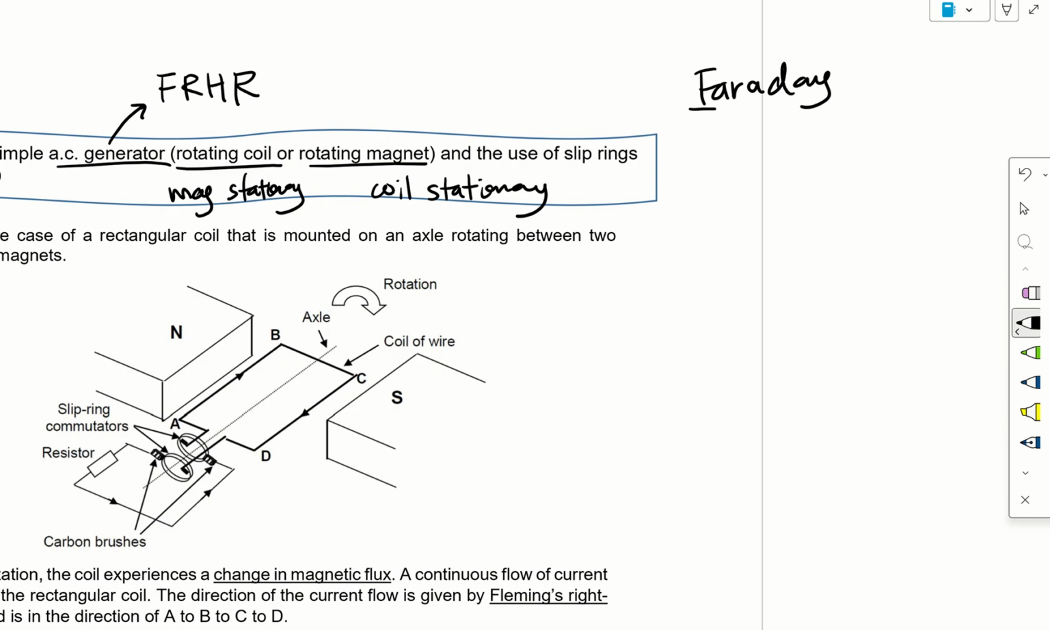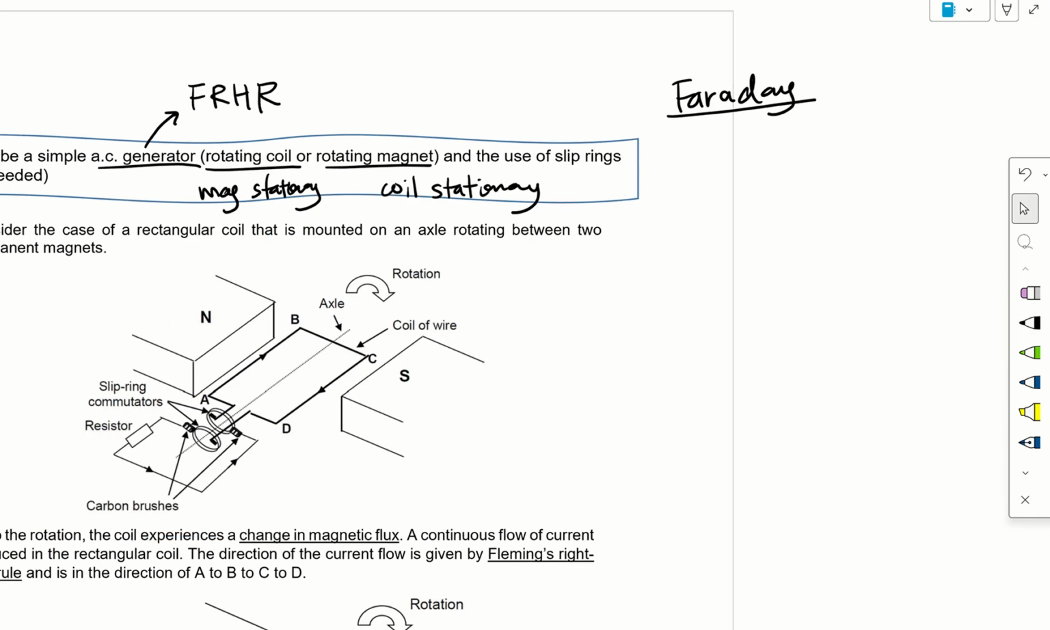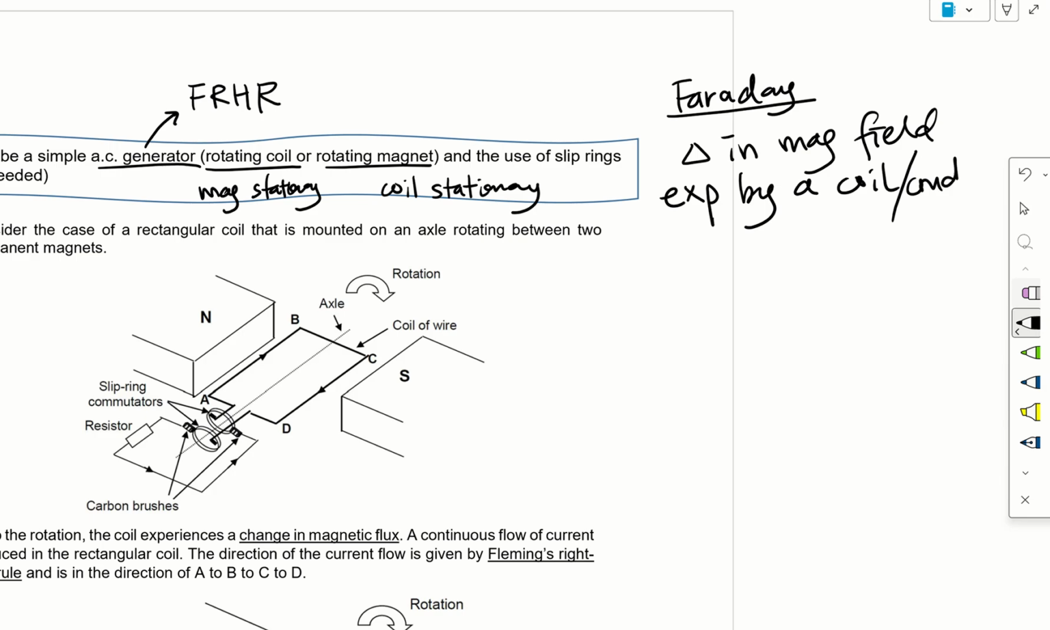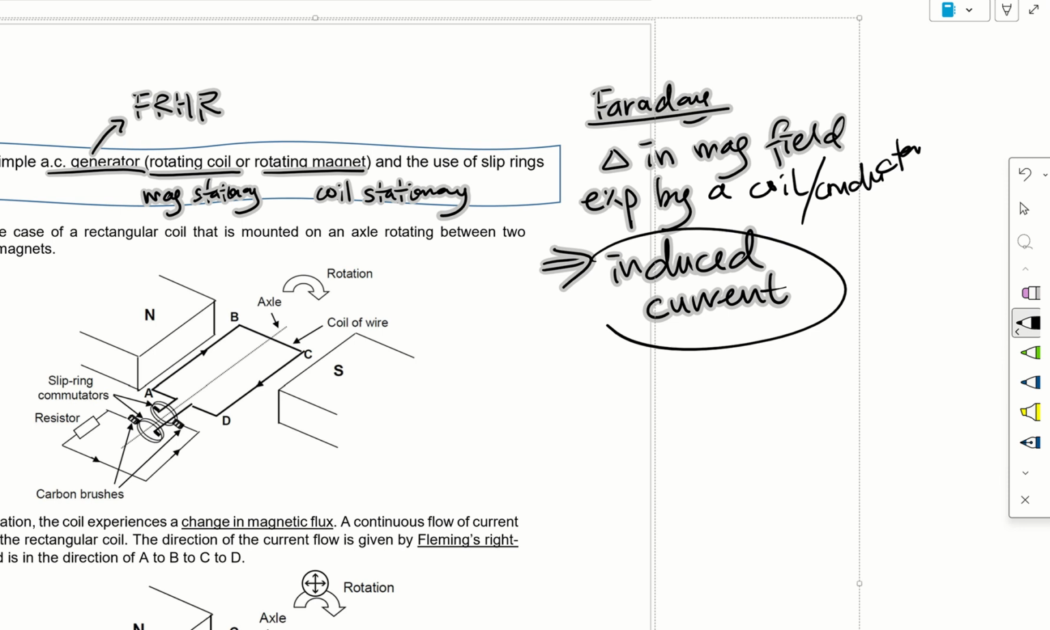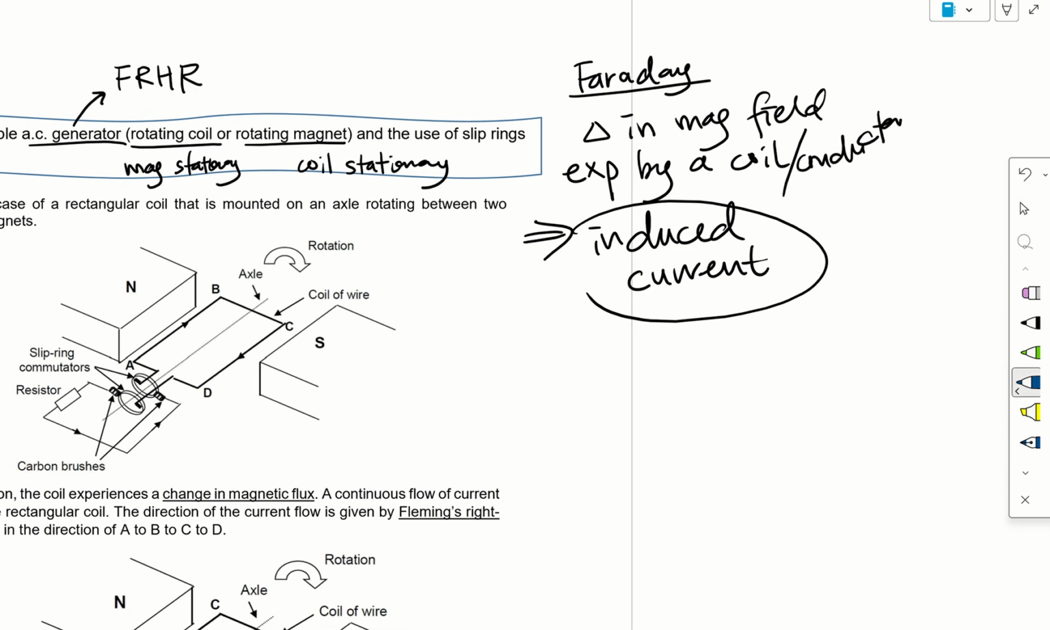Faraday did experiments and found that whenever there's a change in magnetic field experienced by a coil or conductor, then there will be an induced current produced. And the magnitude, or the size, of the induced current depends on the rate of change of magnetic field that it is experiencing. For this induced current, it brings in two other people that are involved in this chapter.